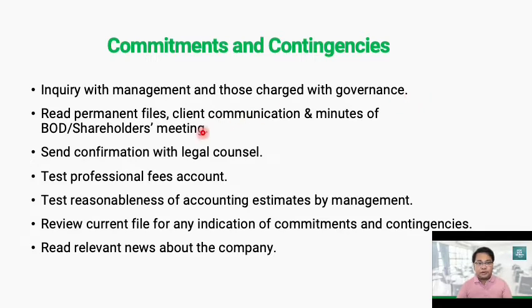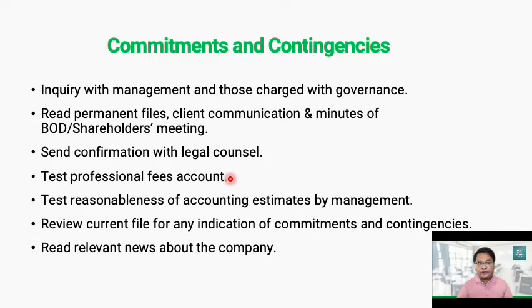So we can also read permanent files such as corporate records, client communication and minutes of meetings of the board of directors and shareholders meeting to identify if there are significant events that could warrant disclosure in the notes of financial statements of our client and to determine whether they are captured by the client in their note disclosure. We also send confirmation to the legal counsel, especially about the status of cases or litigation that our client might be involved in, because they can give rise to information that could warrant disclosure in the notes to financial statements of our client.